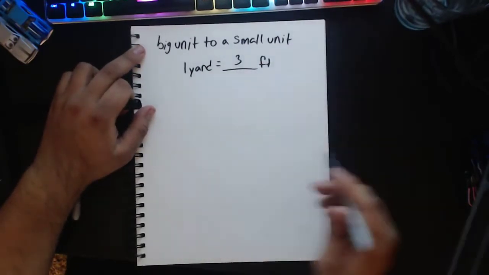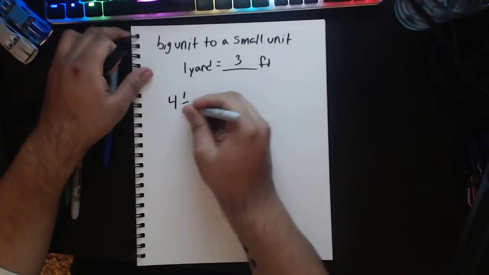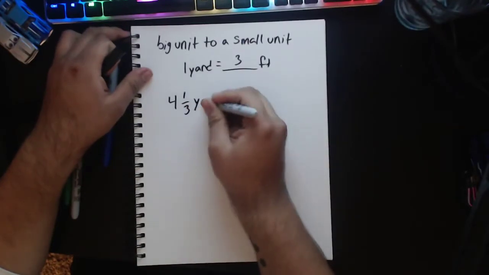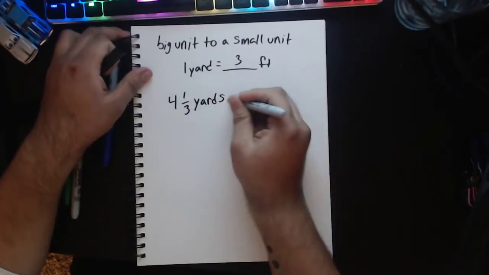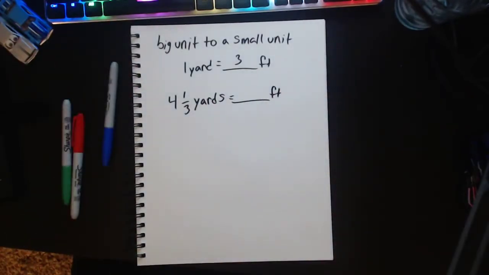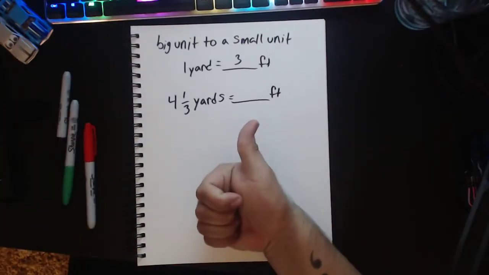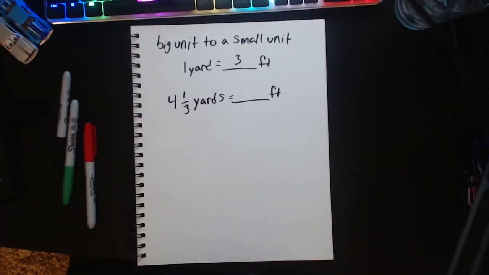Now, let's go ahead and start one of the problems. The problem that I'm going to start out with is 4 1/3 yards to feet. Now there are several ways that we can solve this problem. I'm going to use the first method that we all should know, which is the tape diagram.